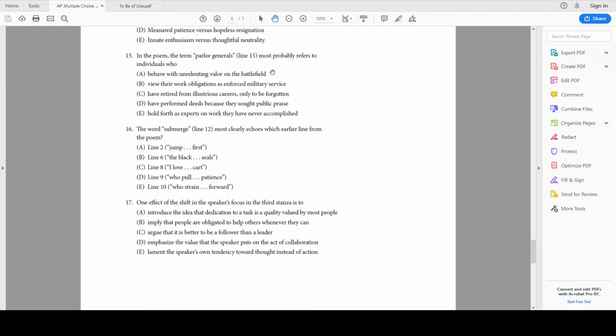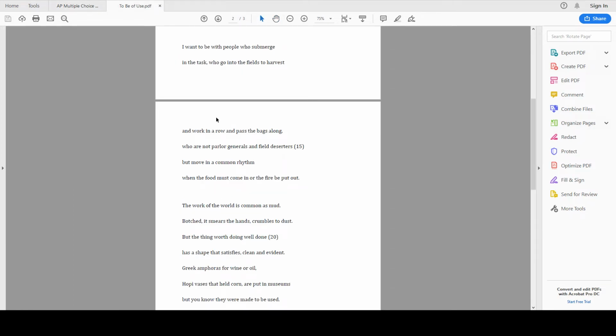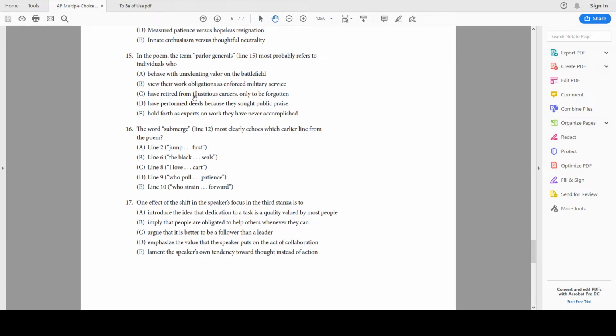Because this has nothing to do with retiring. I don't even know how you would come up with that. D. Have performed deeds because they sought public praise. Again, nothing about praise in this passage right here. E. Hold forth on experts on work they have never accomplished. Okay, so now we're getting back to work. It should be a big clue that the answer is E, insofar as it is the only answer which mentions work, which is what the whole poem is about.